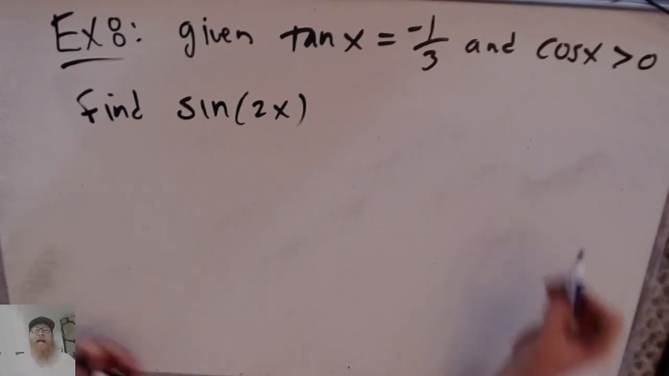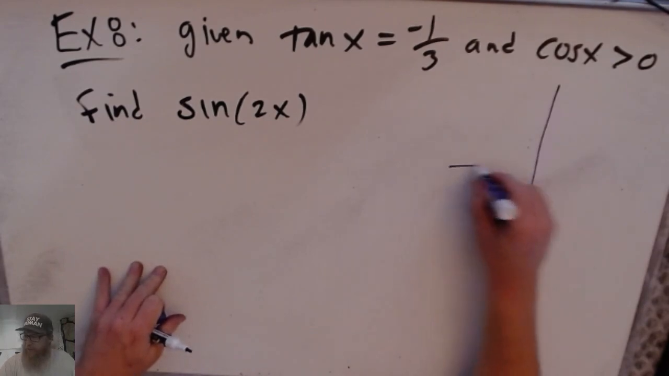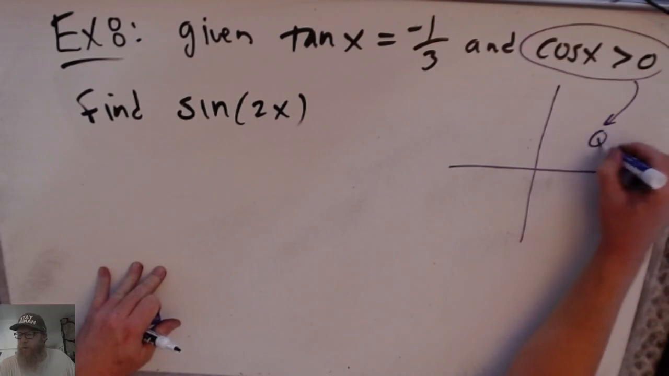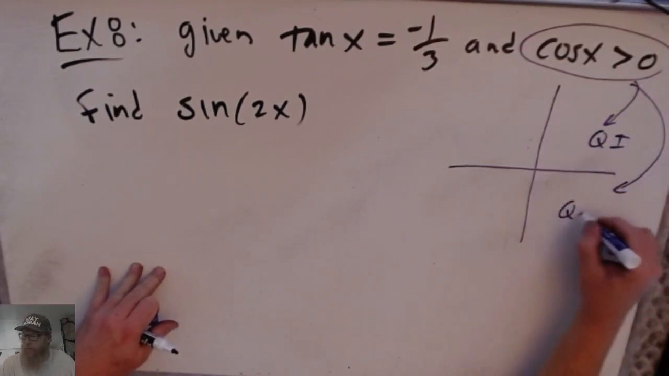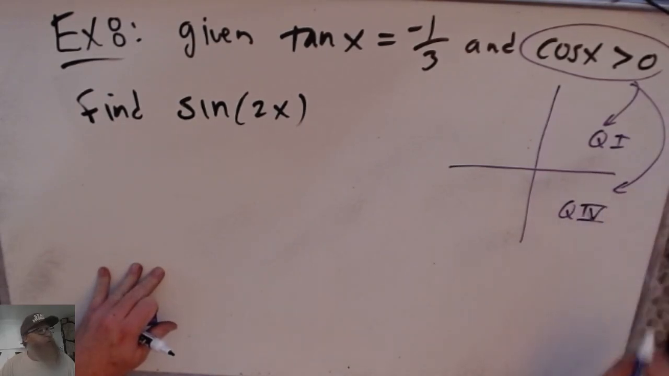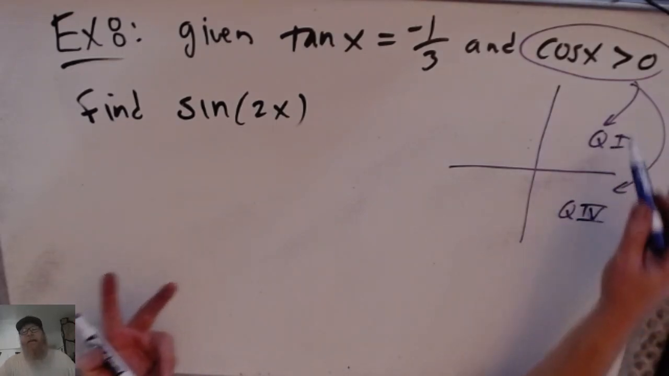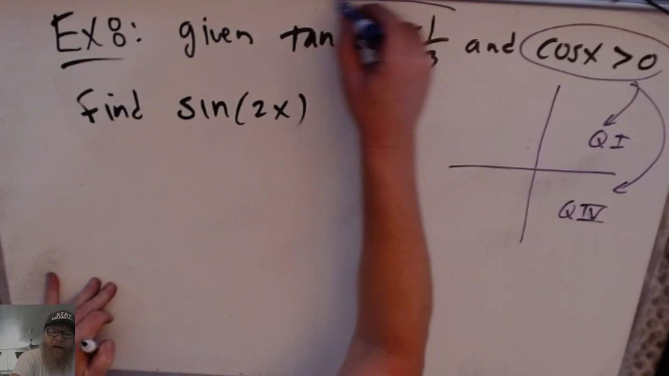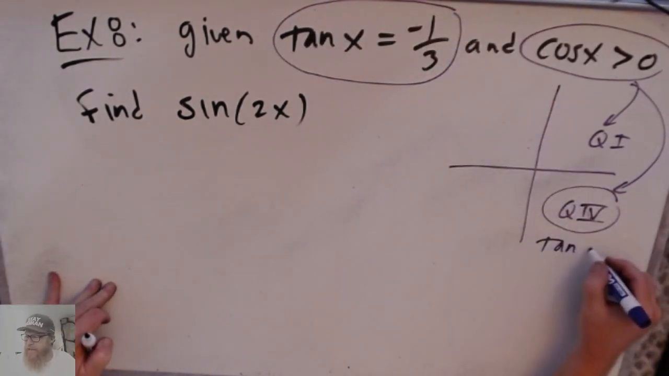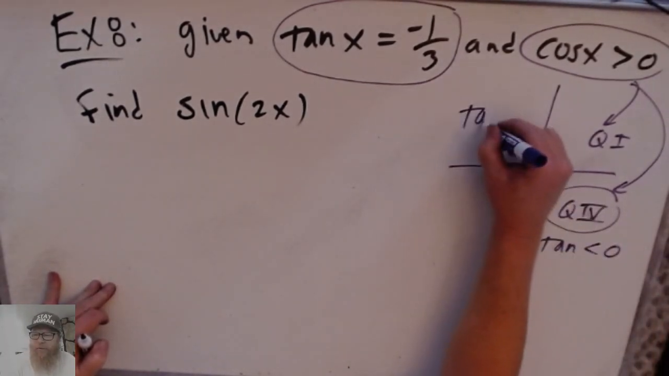This time I didn't specifically tell you what quadrant we're in, so you're going to have to do a little investigating. Cosine is positive in quadrant 1 and quadrant 4. I almost wrote 3. 4 is IV. So I'm telling you it's got to be in one of these two quadrants. But I also told you tangent is negative. Tangent is negative in quadrant 4 and in quadrant 2.